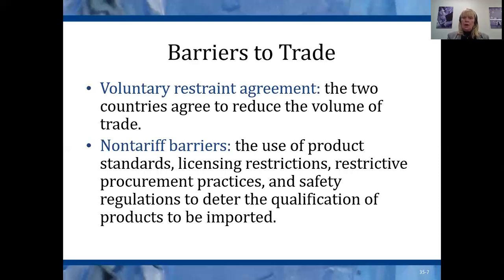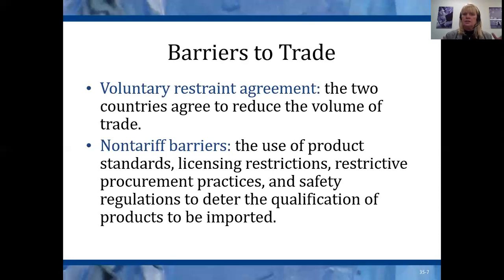Sometimes countries are wise and they talk reasonably with each other, and they reach voluntary trade restraints. Maybe the two countries settle into trade talks and they say, I can see where when I export so many shoes to your country, it hurts your industry. And you can see where when you export sugar to my country, it hurts our industry. So maybe we can agree that we'll both export a little less so that both countries can do a little better. This is voluntary restraint agreements.